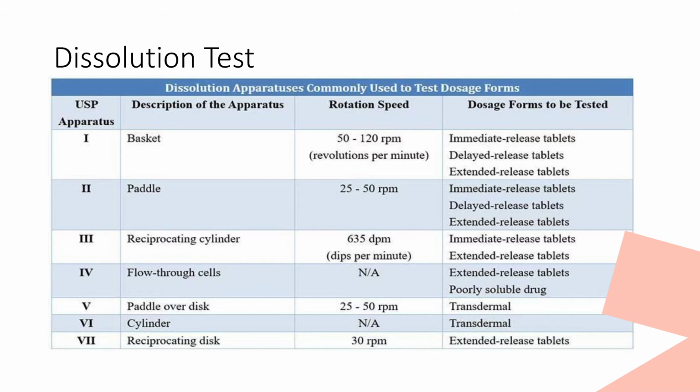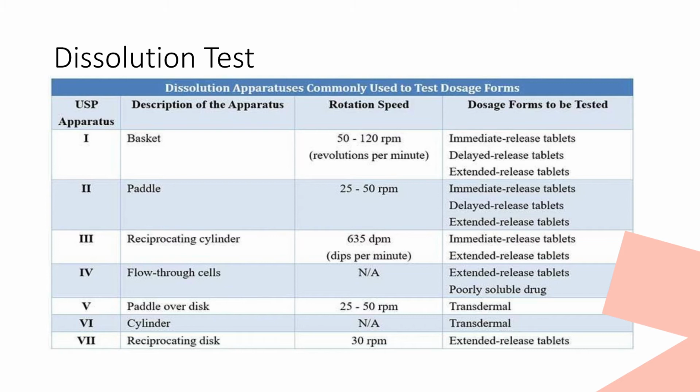So these are the dissolution apparatus which are recommended to be used as test dosage forms in the United States Pharmacopoeia, USP. You can see USP apparatus 1 is a basket apparatus with a rotation speed of 50 to 120 rpm, paddle apparatus 25 to 50 rpm. One thing you have to note is that in the paddle we use lower revolutions per minute as compared to the basket. Then third is the reciprocating cylinder. Fourth is the flow through cell.